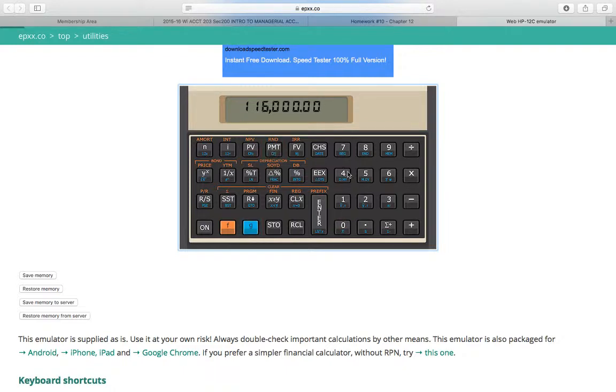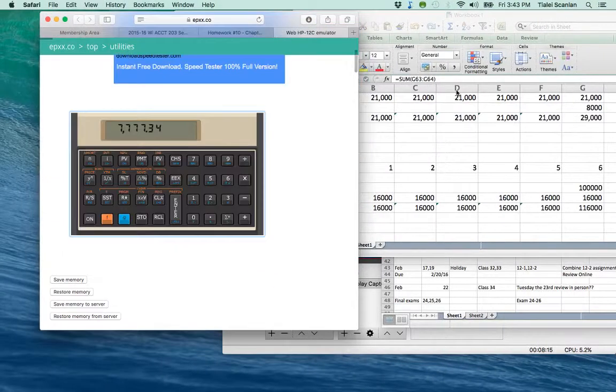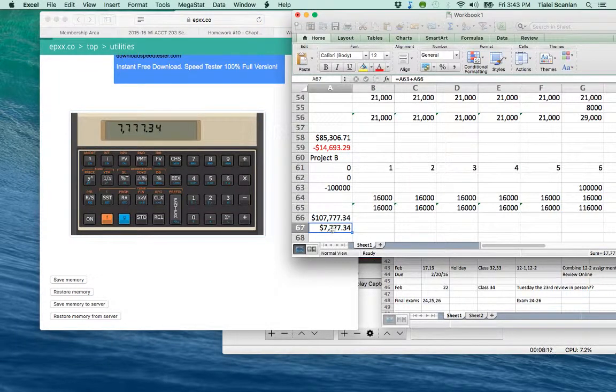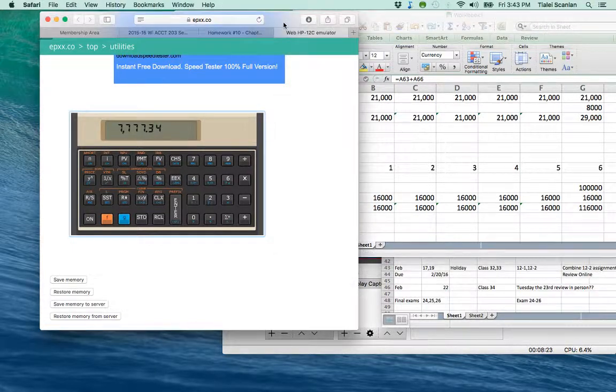Year 6, and then 14% discount rate, and NPV 7,777.34. So that was exactly the answer we got using Excel, 7,777.34. Hopefully this is helpful. Now you know how to do it either with your calculator or in Excel, and hopefully you'll be able to ace the NPV problems on the exam.